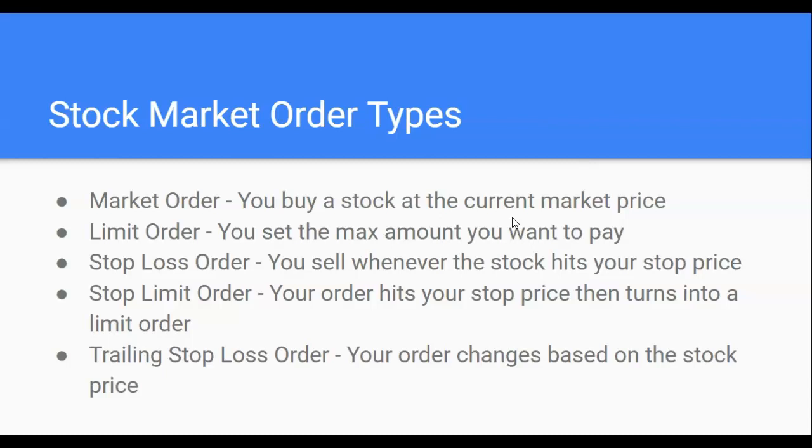So a stop loss order, this is a very, very important tool that I don't see a lot of people using. So what this is that you sell the stock whenever the stock hits your stop price. So let's say you buy Apple stock at 330 and if it goes down to like 320, you want to sell it. Well, you use a stop loss order. So if that Apple stock hits $320, it'll automatically sell it. So this is huge because it protects you from losing a ton of money.